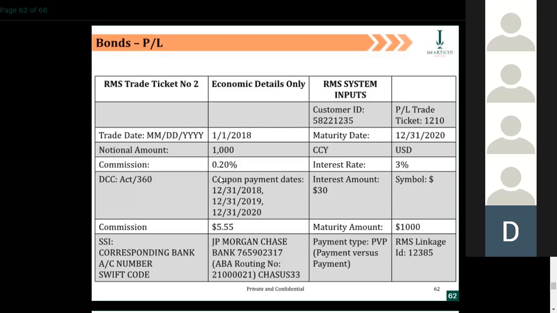Notional is more relevant when you do derivatives and all. Derivatives have maturities or settlement in future, right? So that is how it is. Commission percentage is given, all these details are given.